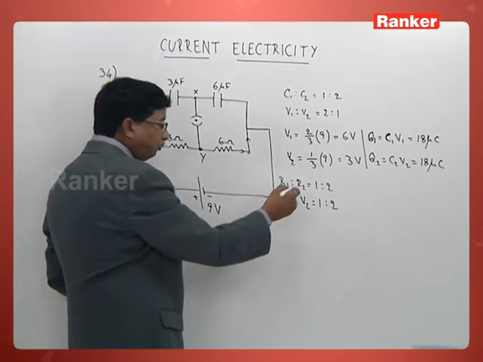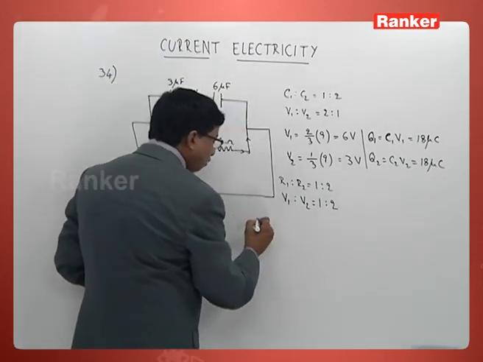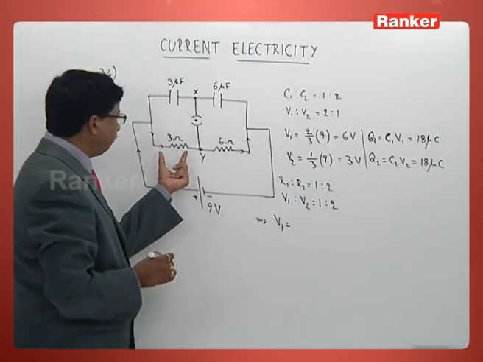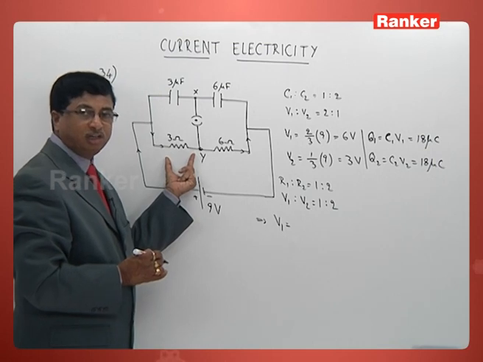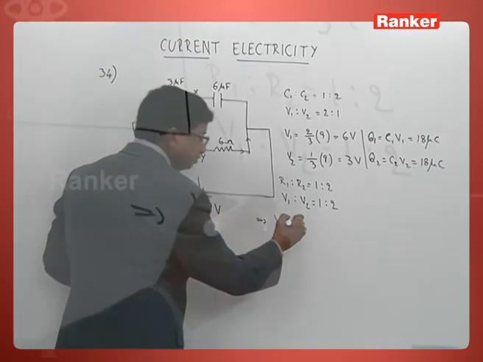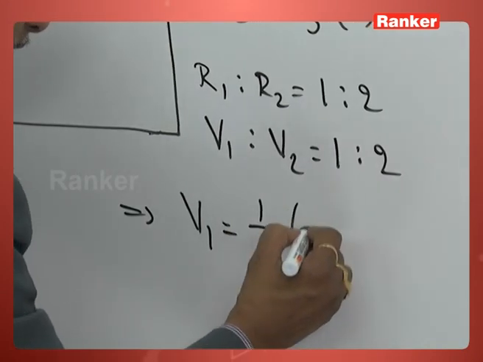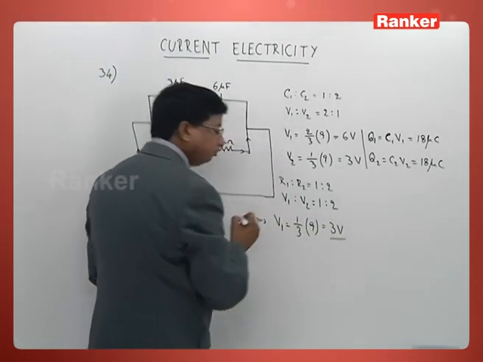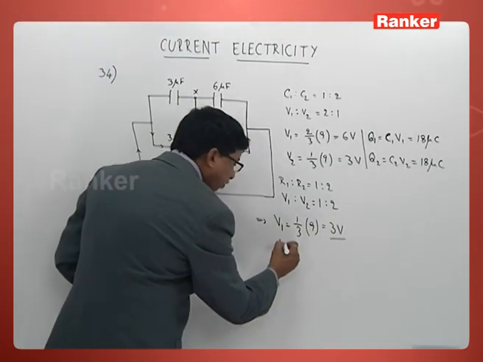When I take 1 is to 2, this implies what would be the potential difference across the first resistor of 3 ohm. It will now be V1. V1 becomes 1/3 of 9. That will now be 3 volt. And what would be V2 now?